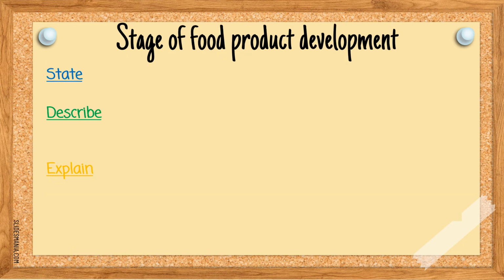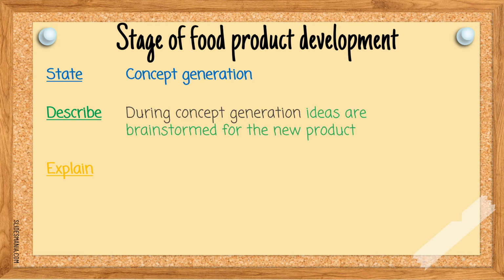Our next example is all about the stages of food product development. If you're asked to state a stage of food product development, this is a very short, simple answer that only requires 1, 2, maybe 3 words. So in this instance, we might want to say concept generation. If you're asked to describe a stage of food product development, we want to describe what happens during concept generation. So during concept generation, ideas are brainstormed for the new product.